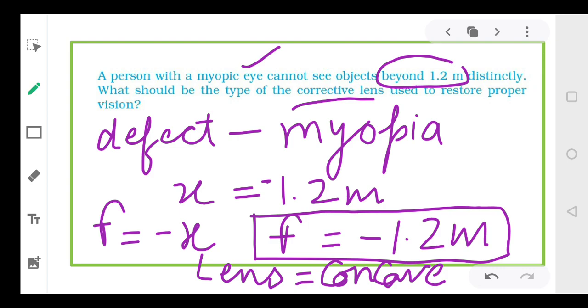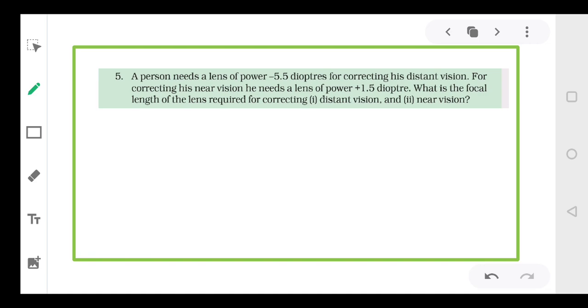Now let's take up another numerical. This is also from the NCERT exercise. A person needs a lens of power minus 5.5 diopters for correcting his distant vision. And for correcting his near vision, he needs a lens of power 1.5 diopter. What is the focal length of the lens required for correcting distant vision and the near vision?